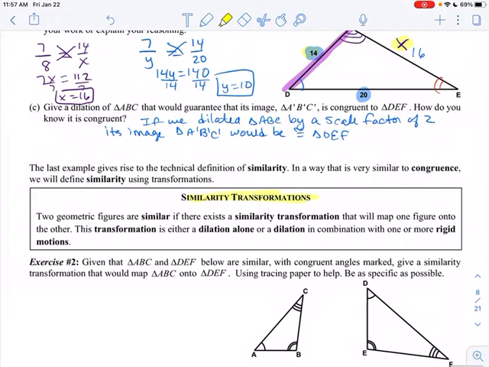So similarity is similar to the congruence one. In congruence one, there had to be a rigid motion that would map one triangle onto the other. For similarity transformations, two geometric figures are similar if there exists a similarity transformation that will map one figure onto the other. This transformation can be just a dilation, or it could be a dilation with other rigid motions like reflections, rotations, and translations. All right, but to be similar, there has to be a similarity transformation that maps one figure onto the other. And the transformations can be dilations, plus all the other rigid motions that we have.